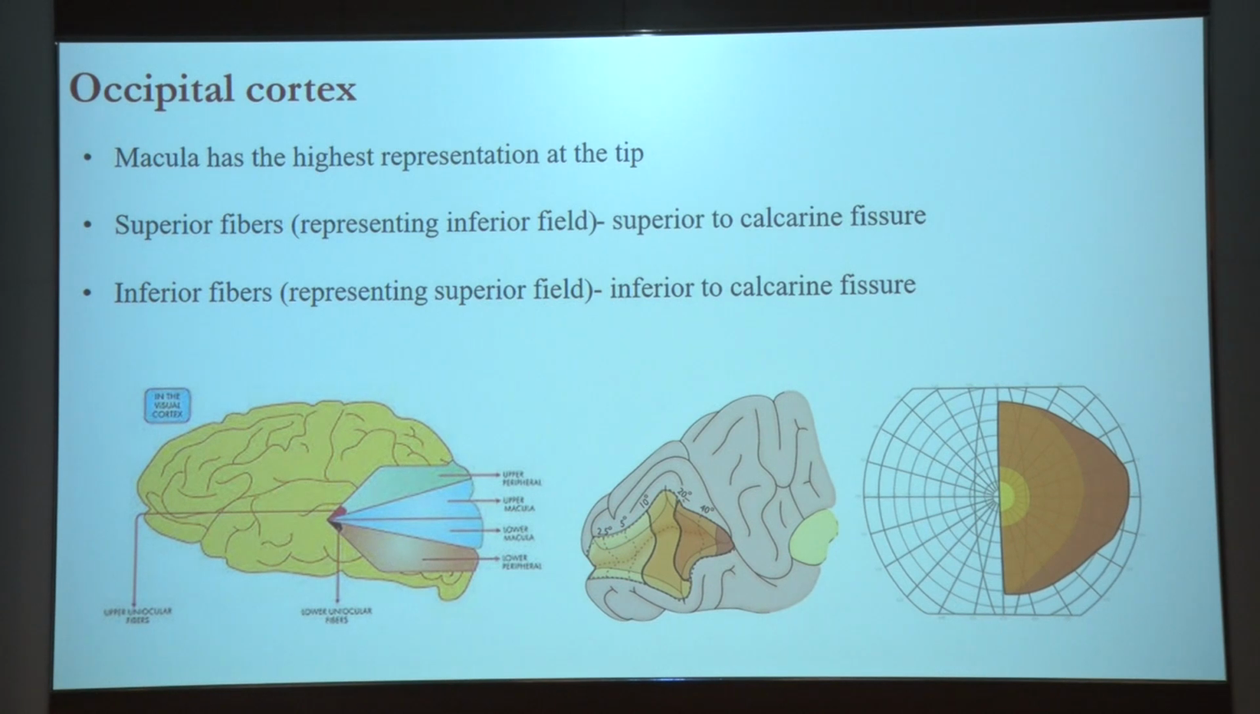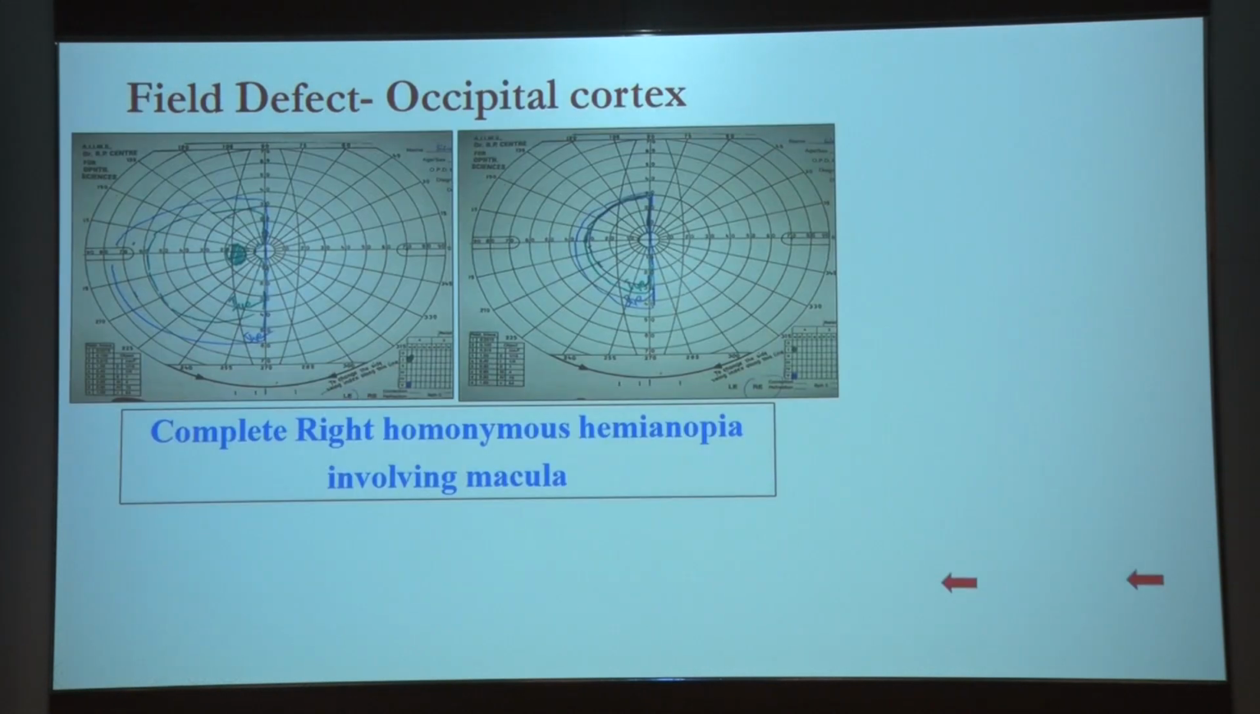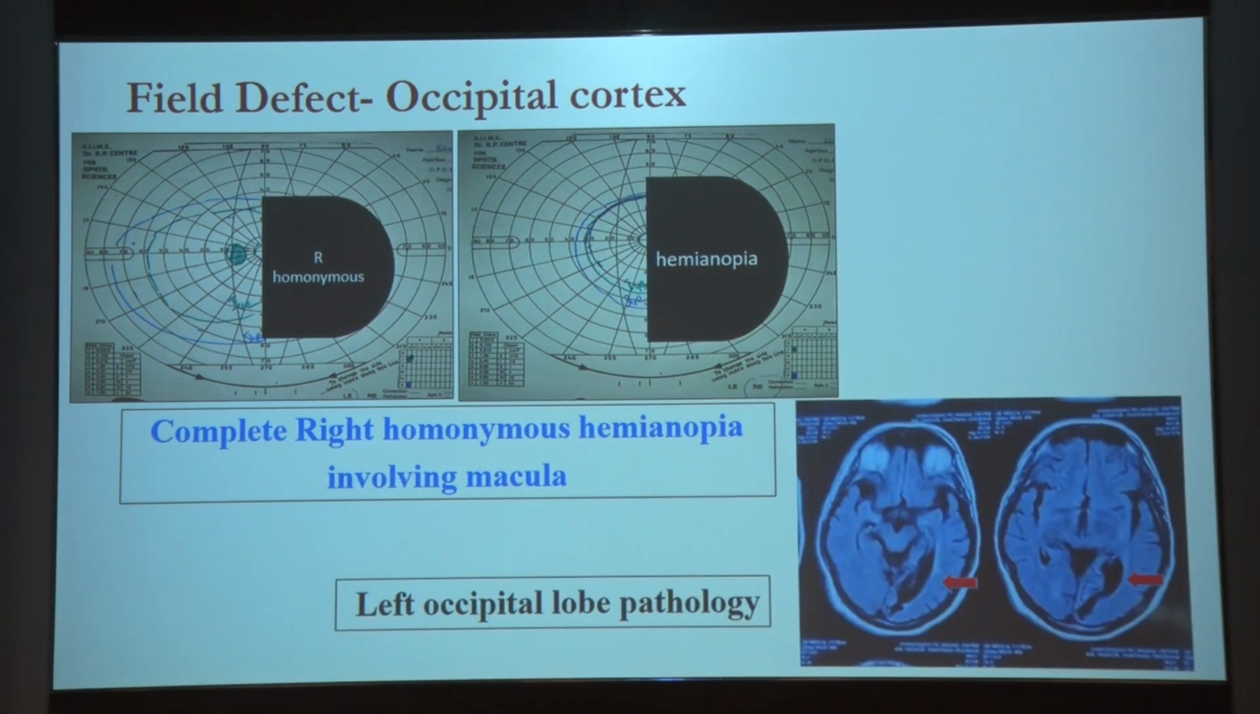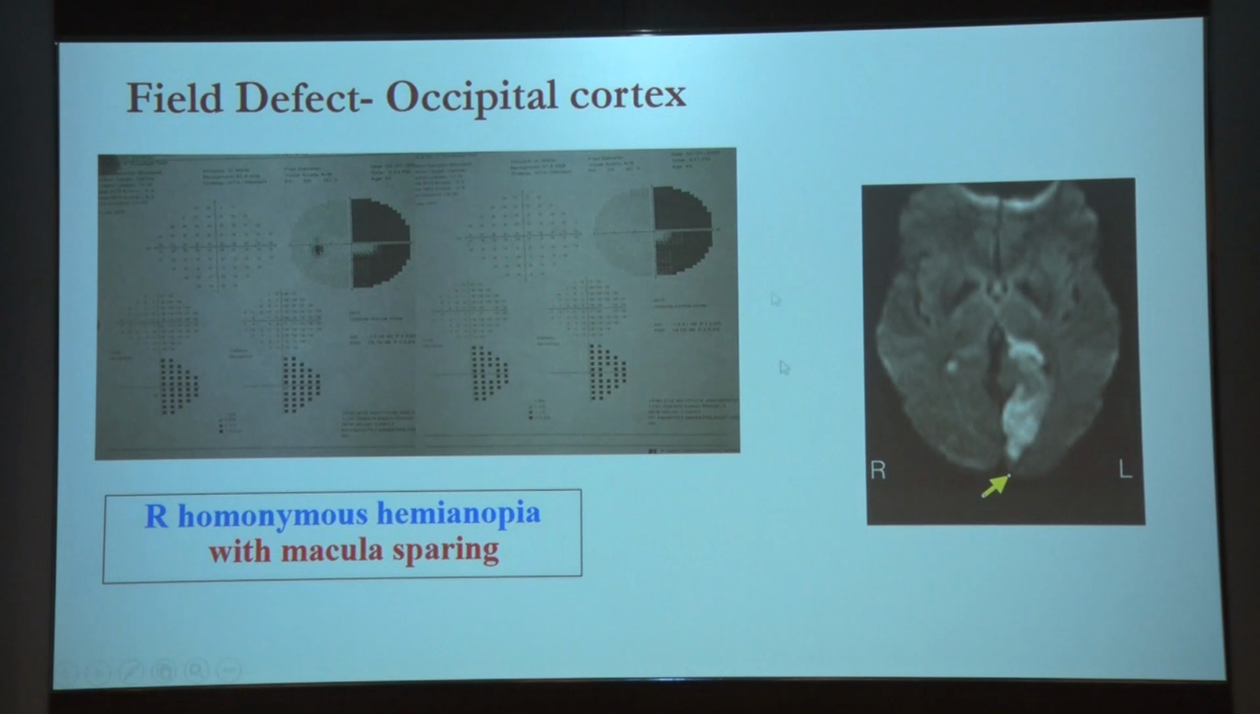So finally comes the occipital cortex. As you see, the macula has the highest representation. Almost 70 to 80% of the tip of the occipital lobe represents the central 30 degrees of the visual field. And the rest of it, the superior fibers, are projected superior to the calcarine fissure and inferior fibers inferior to the calcarine fissure. So here you get a congruous contralateral homonymous hemianopia. Very typical. You see a right homonymous hemianopia with a left-sided occipital lobe lesion. Sometimes you might see a small macula sparing homonymous hemianopia.